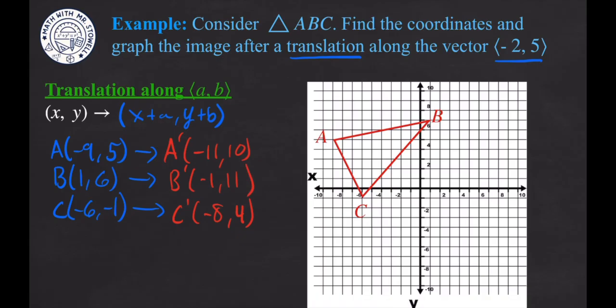Now let's graph this. Notice with these two shapes, they are the same figure, it's just moved. They are congruent. All the side lengths are the same, all the angle measures are the same, so these are congruent. This is a rigid transformation.